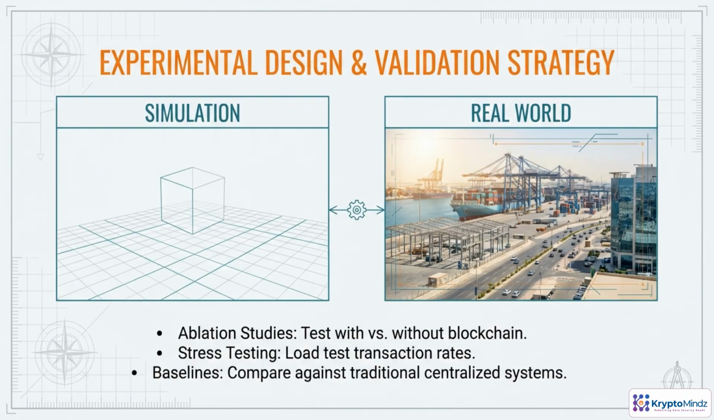To validate a PhD blueprint, you usually move from simulation to progressively more realistic deployments. Begin by modeling your system and running ablation studies. Compare architectures with and without blockchain or advanced AI components. Then stress test the design, increase transaction or request rates until the system breaks. Finally, benchmark everything against strong baselines, such as existing centralized platforms used by Saudi institutions.